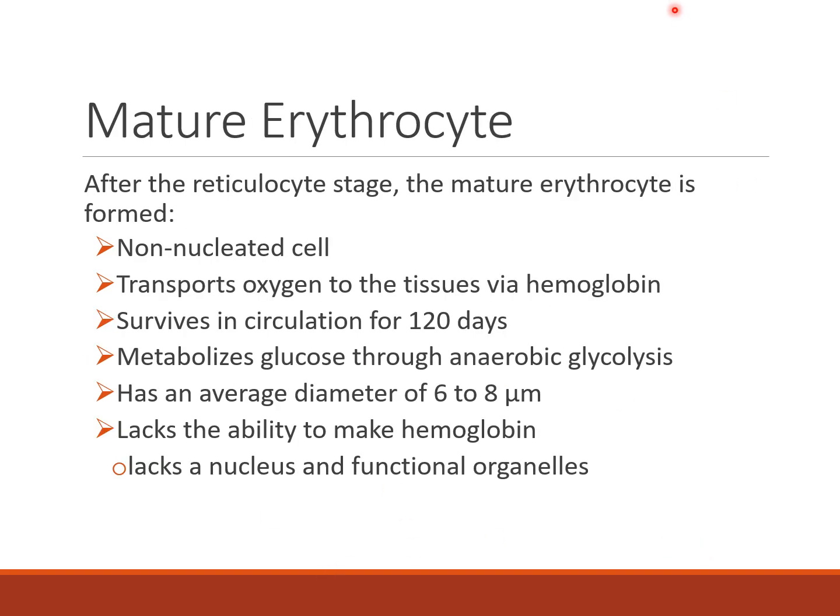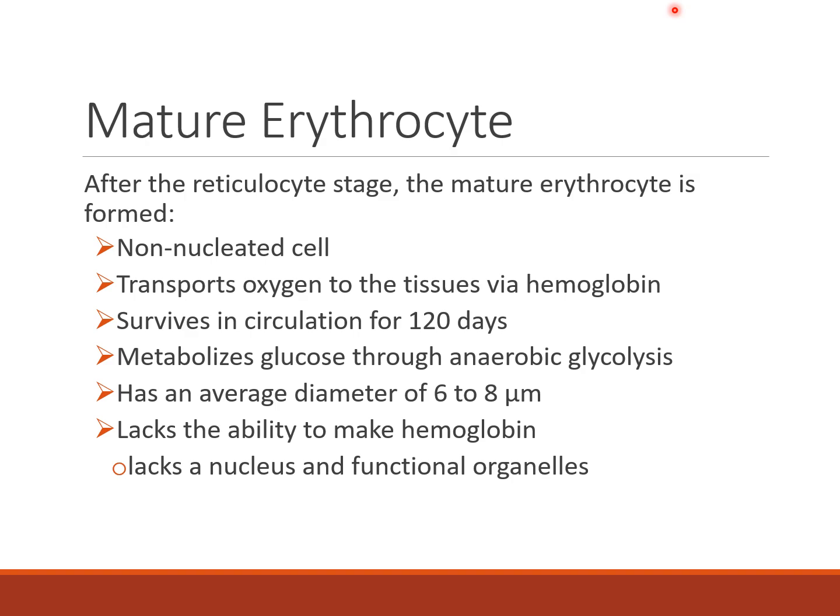After the reticulocyte stage, remember, once it's a reticulocyte in circulation, it stays that way for about 24 hours. Then the mature erythrocyte is formed. Of course, these are non-nucleated cells. They transport oxygen to the tissues via hemoglobin. They survive in circulation for approximately 120 days, and they metabolize glucose through anaerobic glycolysis. The average diameter is 6 to 8 micrometers.